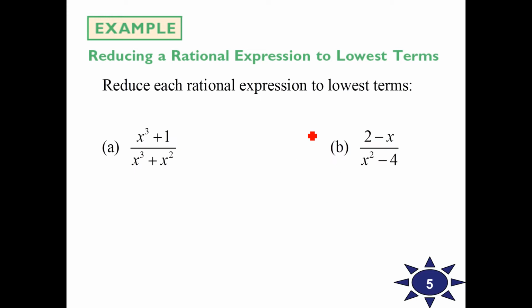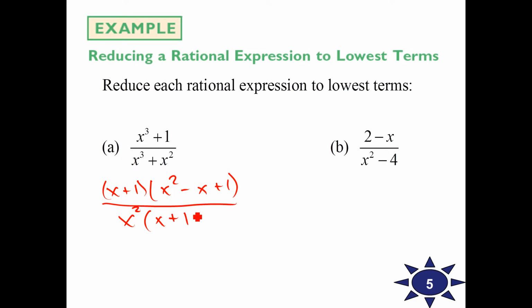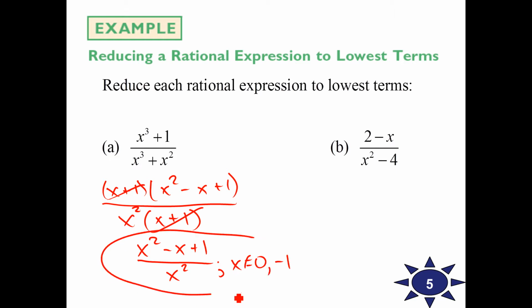Let's take a look at a couple more here. Reduce each rational expression to lowest terms. So cubic factorization here is going to be x plus 1, x squared minus x plus 1, over, and we can pull an x squared out, x plus 1. And let's go ahead and cancel. So we'll have x squared minus x plus 1, nothing left to factor there, over x squared. And our restriction, x cannot equal 0, and it cannot equal negative 1.